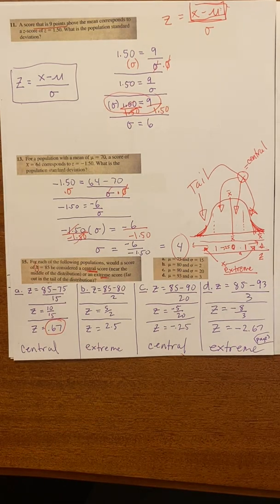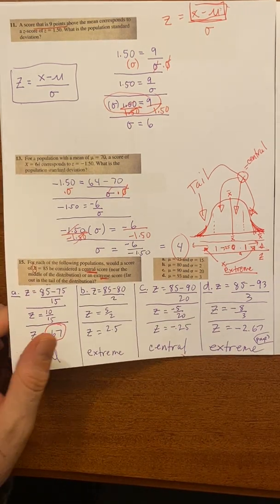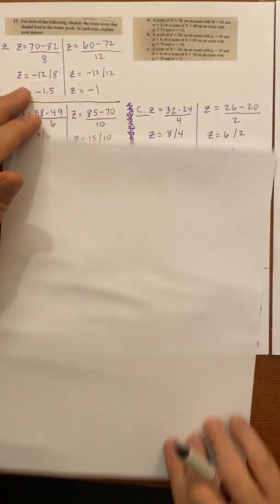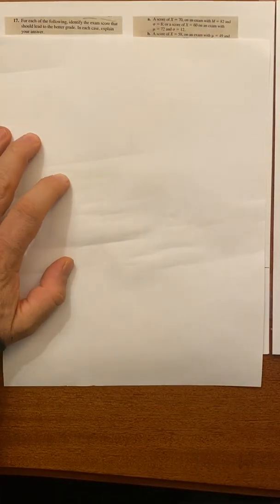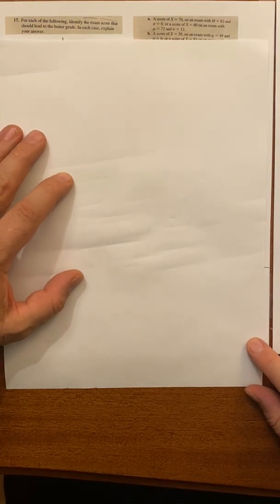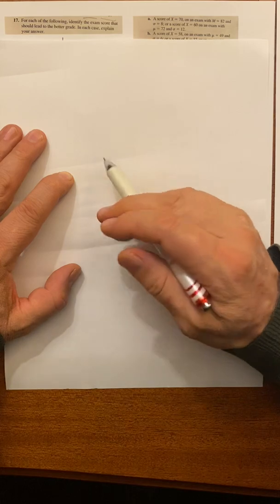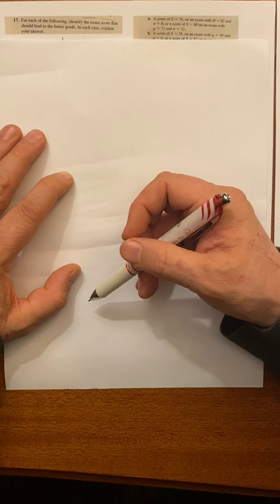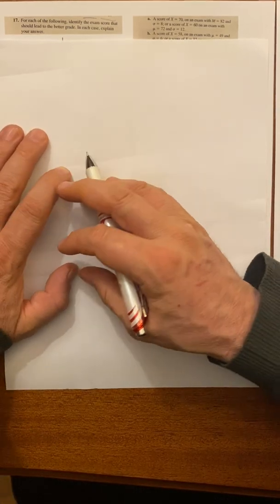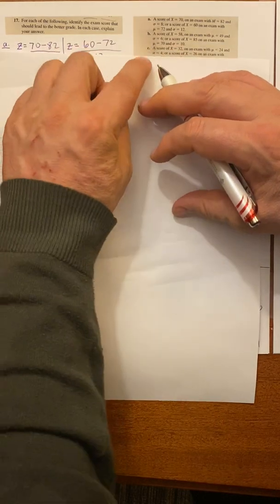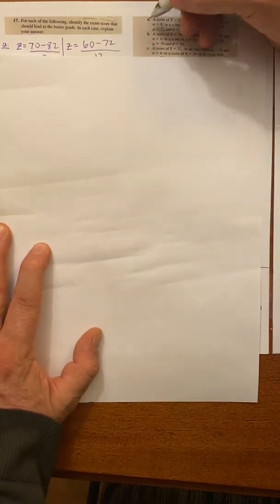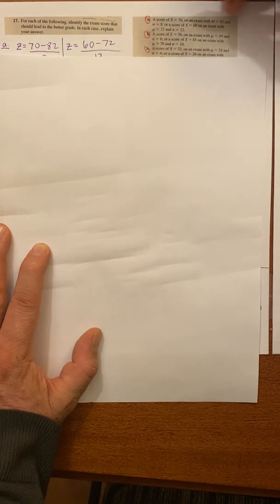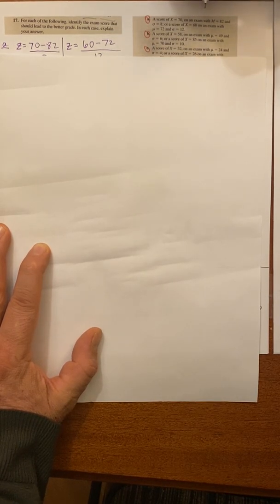Okay, so now let's go ahead and move on to number 17. Let's say this time the question reads, for each of the following, identify the exam score that should lead to the better grade. In each case, explain your answer. Basically what they're saying here is we have an A, B, and a C. In each of these problems, there are 2 scores, right? So for instance, for A, there is a score of x equals 70 on an exam with m equals 82. That's all 1 score there.